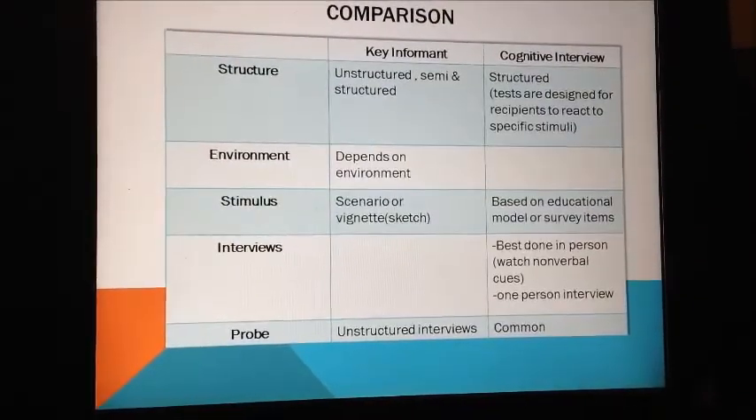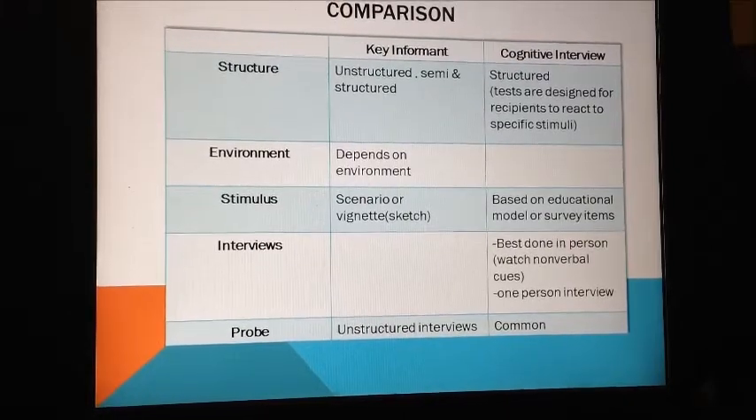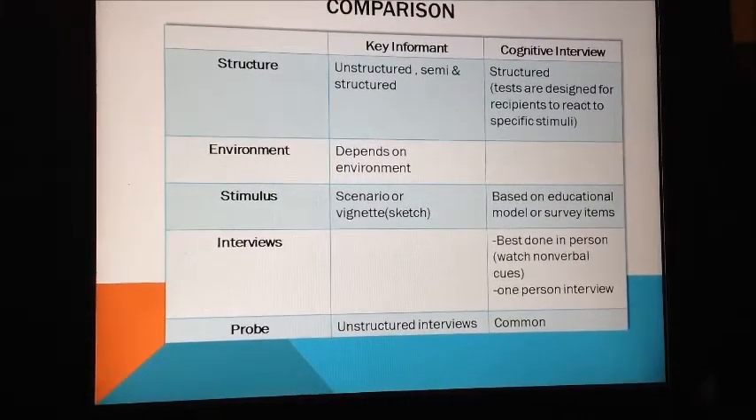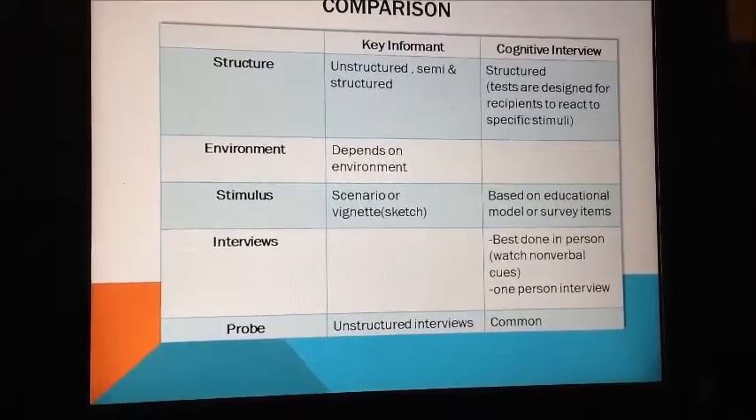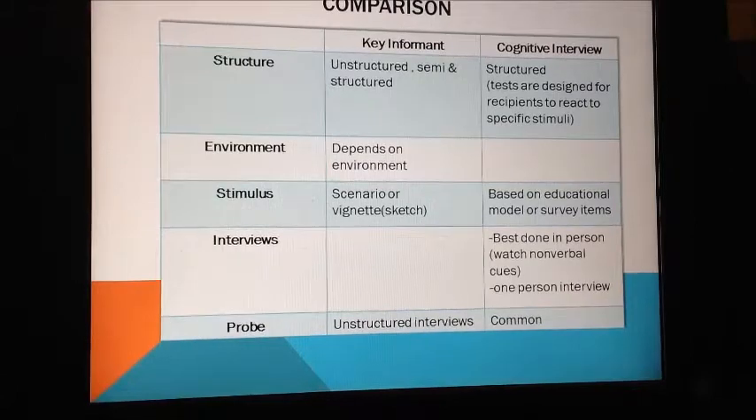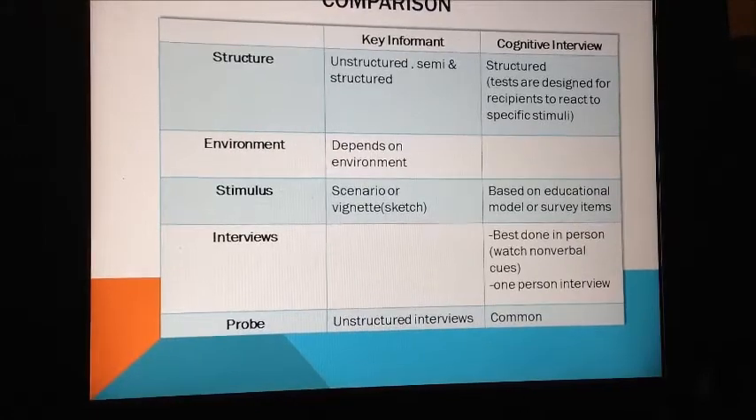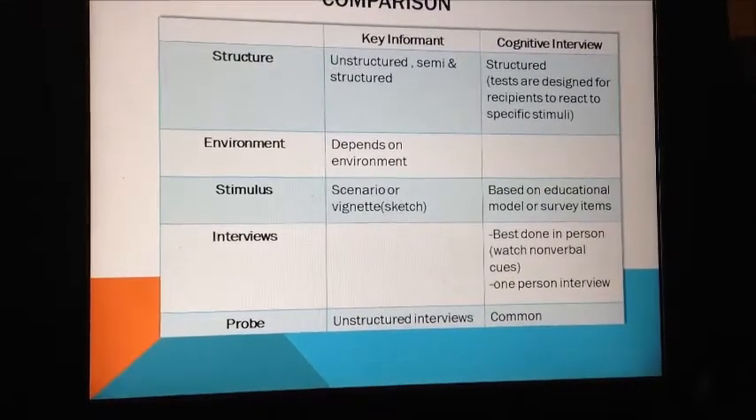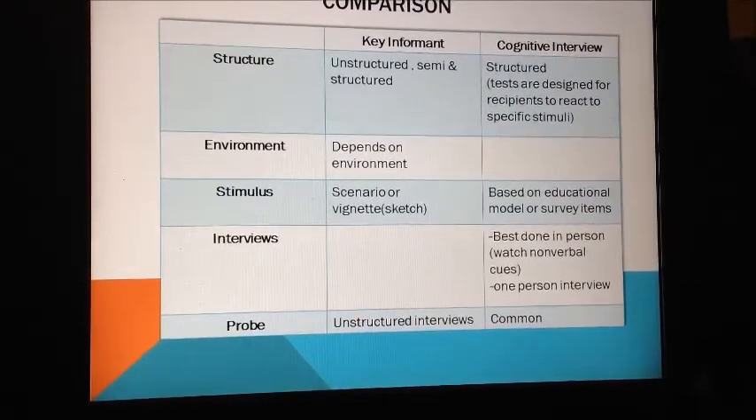And here is a chart comparing key informant interviews and cognitive interviews. So, for example, structure. In key informant interviews, there are unstructured, semi-structured, and highly structured interviews versus cognitive interviews, which are only structured. Cognitive interviews are best designed as structured because they want to see the reaction of the respondent to the specific stimuli. And for example, another, probing. Probing is usually done in unstructured interviews, and it is usually done a lot in cognitive interviews.